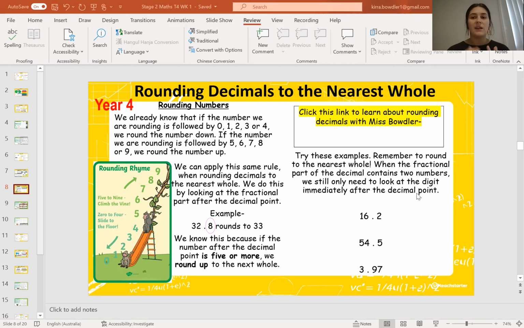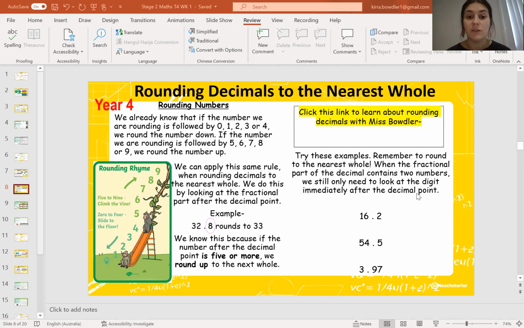So we know when we are rounding just general whole numbers that if the number ends in 0, 1, 2, 3, or 4, that we round it down. And if the number ends in 5, 6, 7, 8, or 9, we round it up. And we know that we can apply this whether we're rounding to the nearest 10, 100, 1,000, 10,000. It's still the same rule. We can use this as well when we are rounding decimals to the nearest whole.